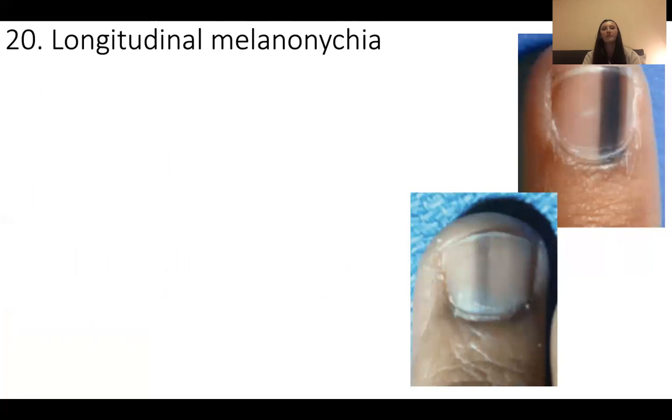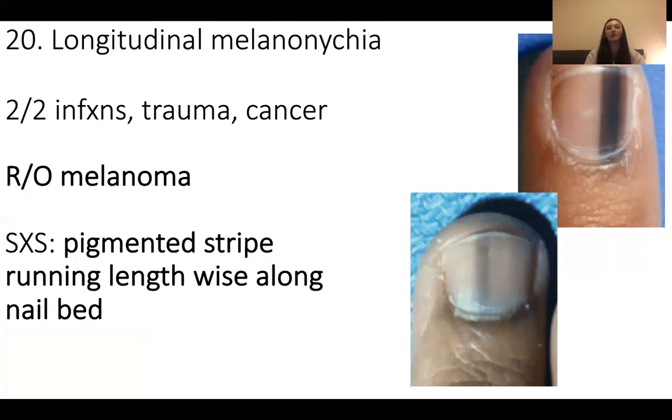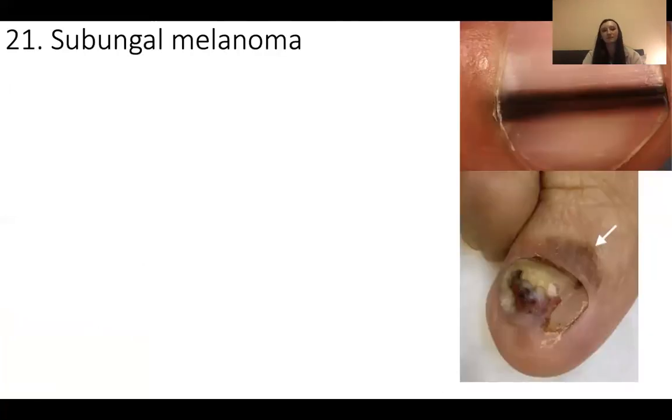Longitudinal signs. So this part I think is like scary. So melanonychia is going to be associated with melanoma. It can also be infection and trauma, but you have to rule out melanoma. It's this like pigmented stripe that runs all the way down the nail. Subungual melanoma.